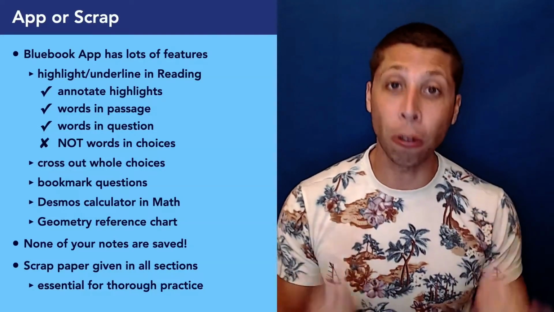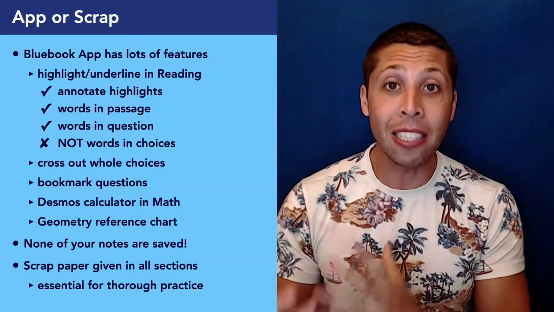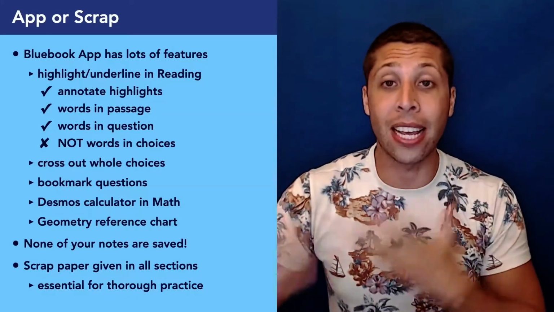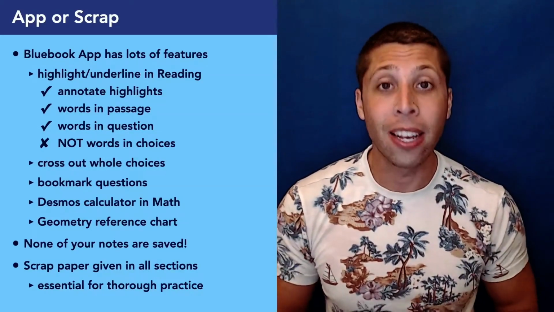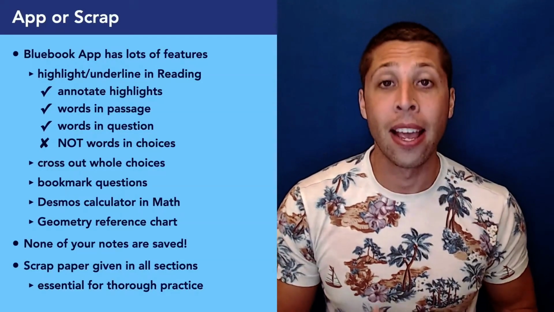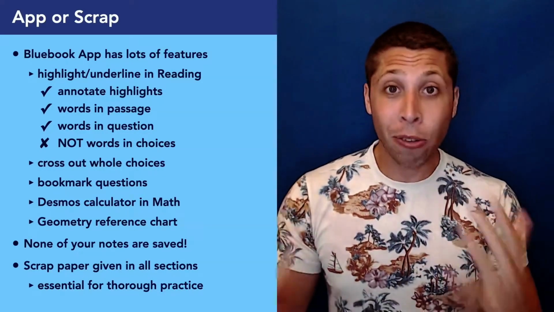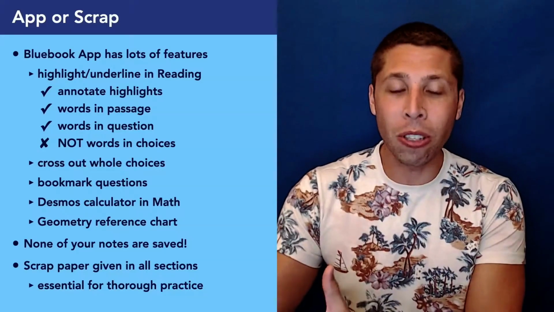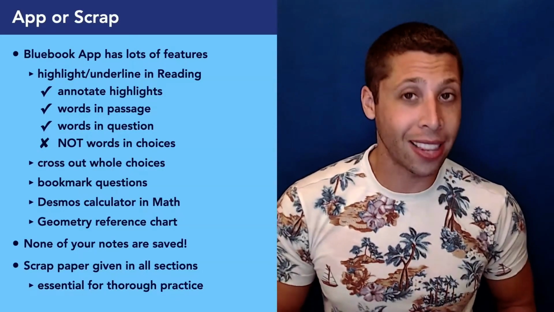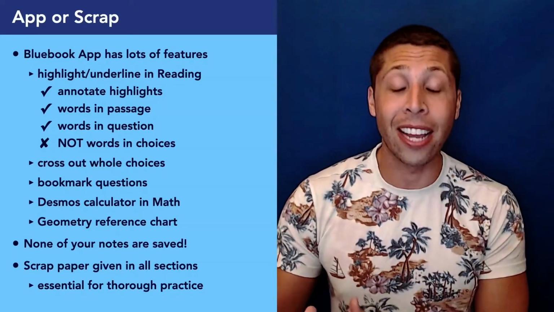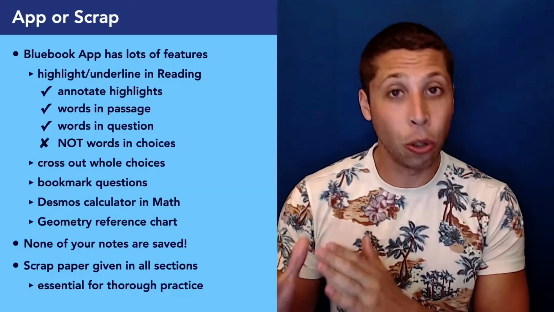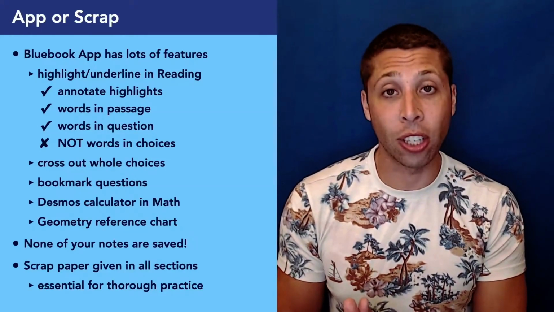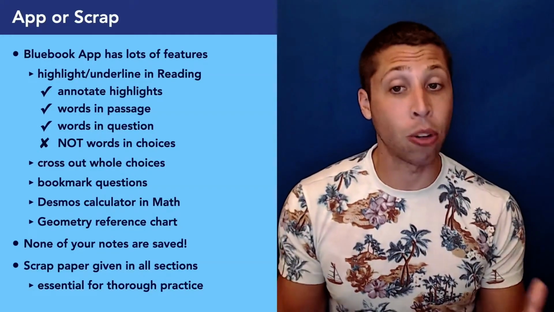If we're trying to learn from our mistakes and improve, we need to be able to go back and look at our reasoning and think about why we picked what we picked so that we don't make those same mistakes again. And just to let you know, scrap paper is given to you in all sections. So we can use the scrap even in reading where you might not think it's that useful. We're going to need it, at least when we practice, to get better at the reading section. And I hope to show you how that's going to work.